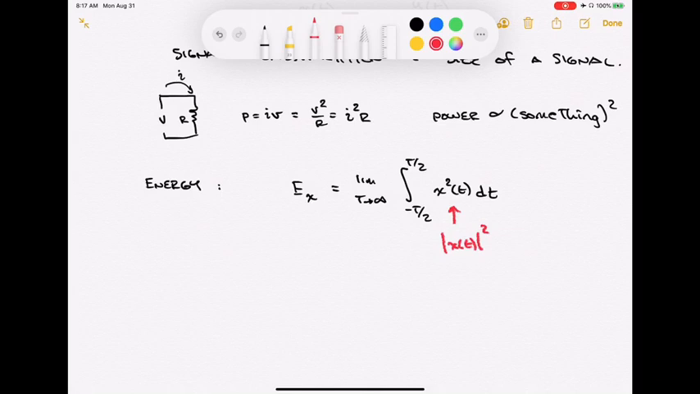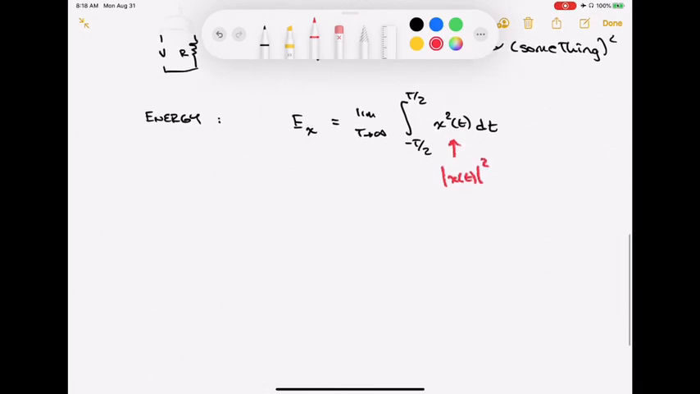You could probably guess that there's going to be certainly cases where this turns out to be a nice number, some finite number, okay? And you could probably also guess cases like a DC signal. If a signal was DC, a value of 1, for example, everywhere, 1 squared is 1. And if you take 1 and integrate it from minus infinity to infinity, that blows up to infinity. So there are signals that would have difficulty. They would have infinite energy.